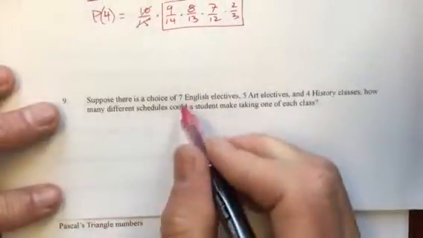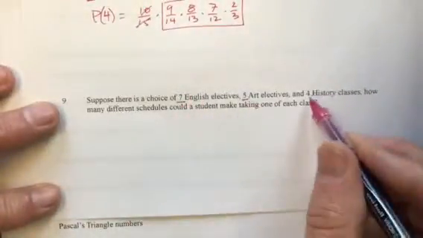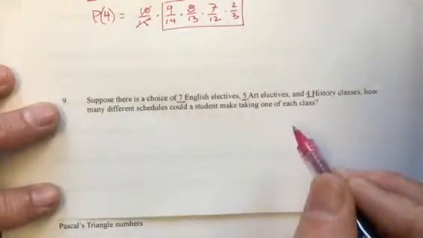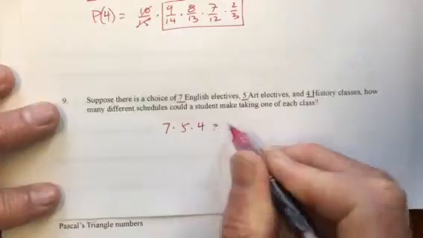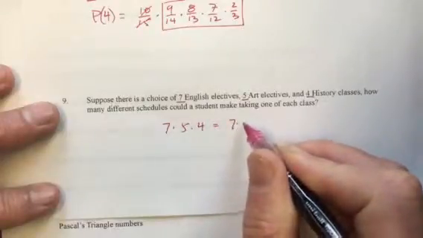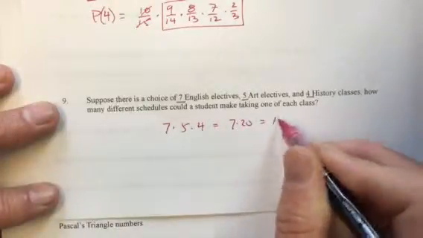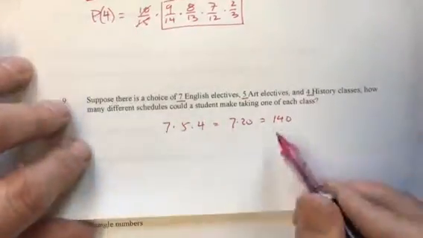Suppose there's a choice of 7 English classes, 5 art, and 4 history. How many different schedules could you make? That's just 7 times 5 times 4. That's 7 times 20, which is 140. All right?